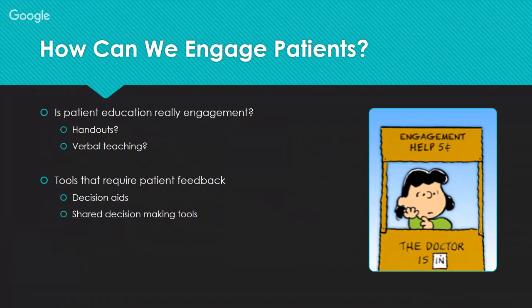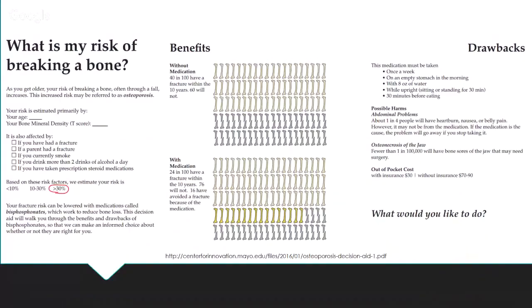So when we talk about decision aids or shared decision-making tools, not all students have a really clear idea of what we mean. There are lots of examples in the course, but I have an example here that shows what I like about patient engagement tools. So a good decision aid should save time. It should make a hard conversation faster and clearer, both for patients and clinicians.